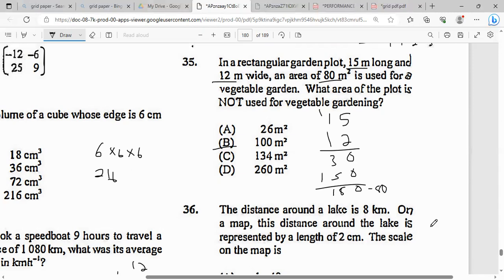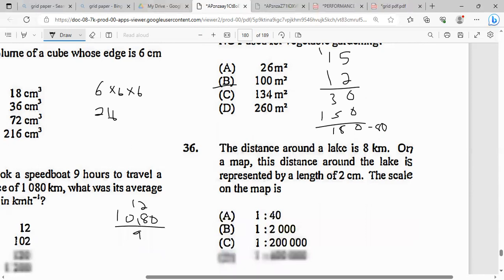It requires a little thinking. The distance around a lake is 8 kilometers. On a map, the distance around the lake is represented by a length of 2 centimeters. So 2 centimeters equals 8 kilometers. And we know the scale, we just divide by 2. We get the scale: 1 centimeter to 4 kilometers. When we convert, we get this. So it's 1 to 4.